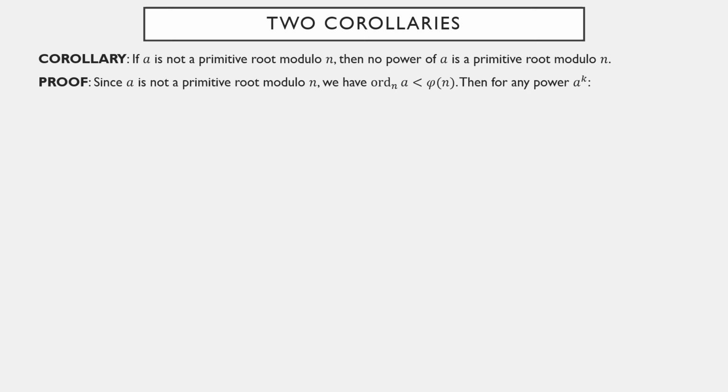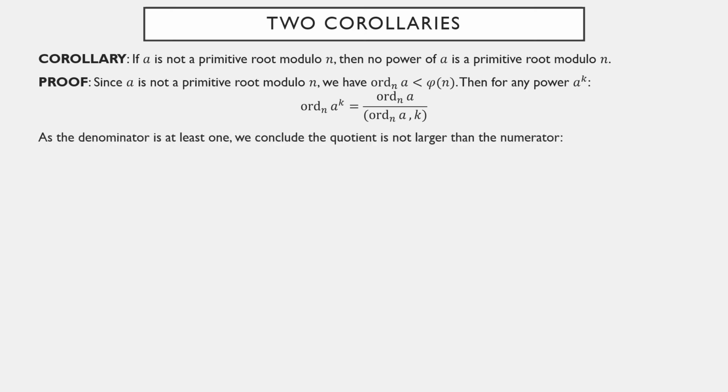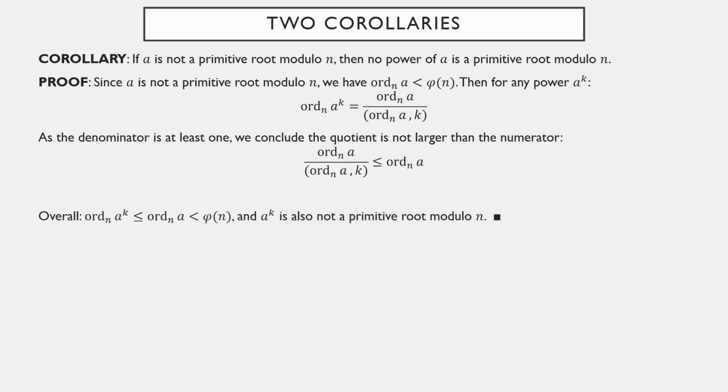Then for any power a to the k, the order mod n of a to the k can be computed through this formula here. The denominator is the GCD of two numbers, so the denominator is at least 1. Therefore, this quotient can't be any bigger than the order mod n of a. We have the order mod n of a divided by something. But the order mod n of a was smaller than phi of n. So altogether, the order mod n of a to the k is also smaller than phi of n, so it's not a primitive root either. So if you find a number that isn't a primitive root, all of its powers are also not primitive roots.